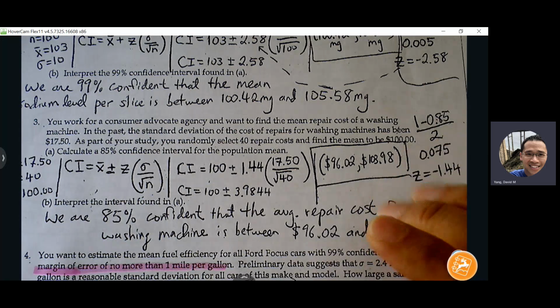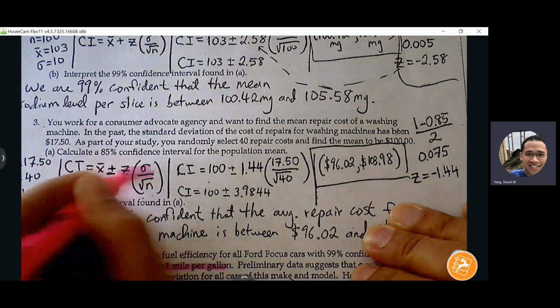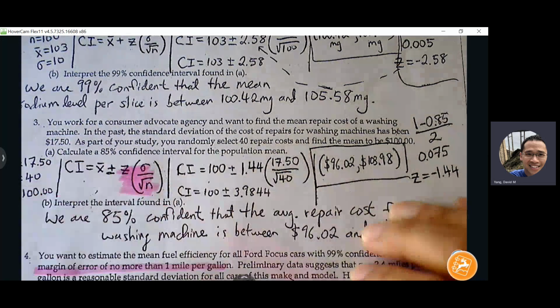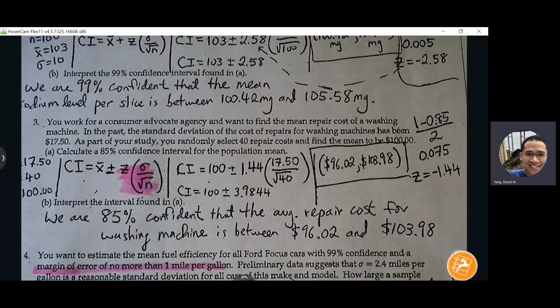So your margin of error is just this portion, right? It's what comes after the plus or minus. So we're just working with that portion to get to what we need. Okay, so let's start with that formula. Margin of error is z times sigma over root n.